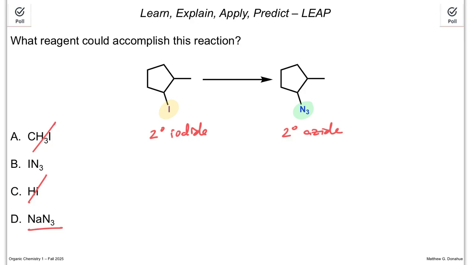This reagent B, which is probably new to you and looks weird. The reason that's not used is because that is a polar covalent bond. With sodium azide, it's ionic. And remember when we talked about something being an anion versus being neutral? The anionic one is almost always the better nucleophile.